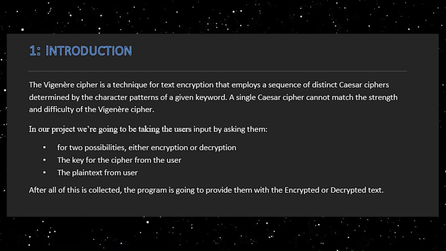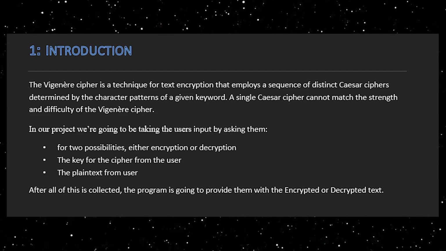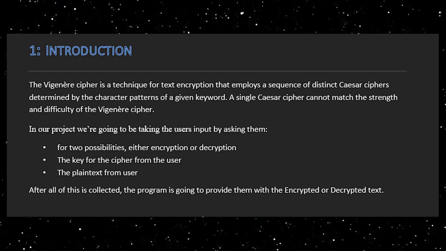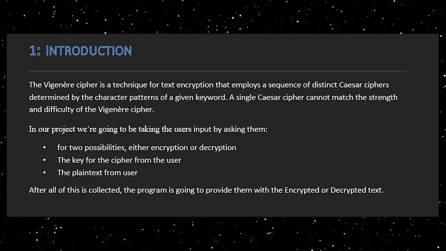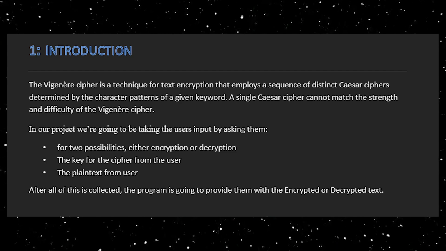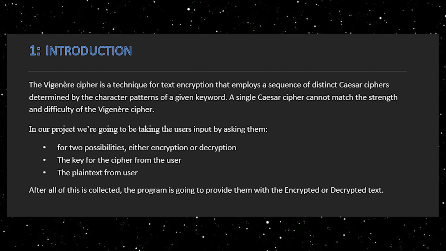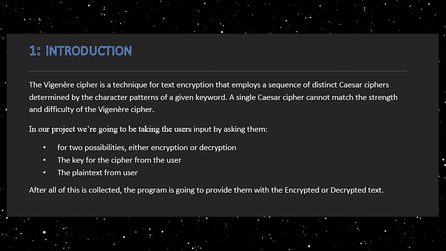In our project, we're going to be taking the user input by asking for two possibilities, either encryption or decryption, the key for the cipher from the user, and the plain text from the user. Once all of this is collected, the program is going to provide them with the encrypted or decrypted text.